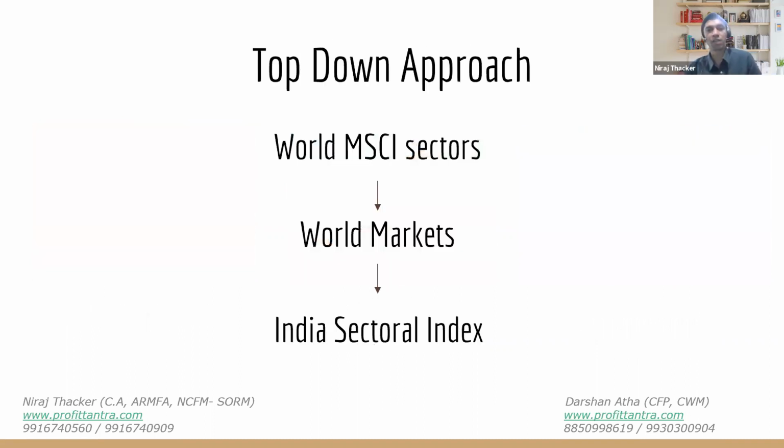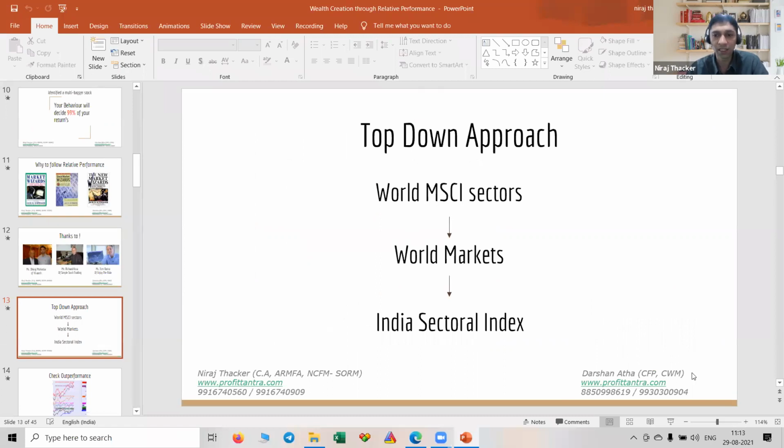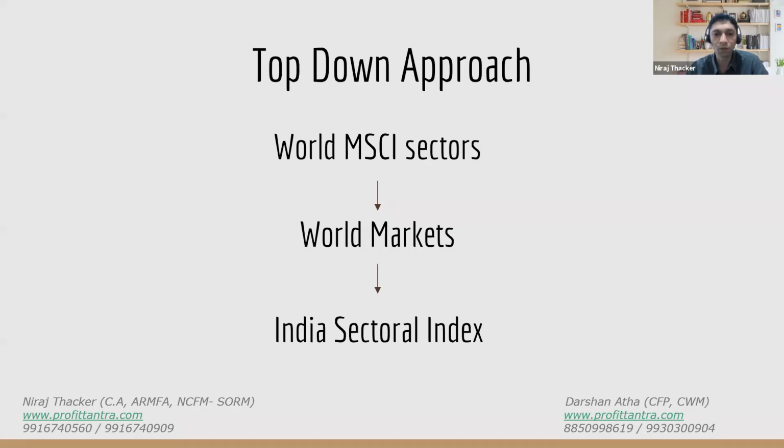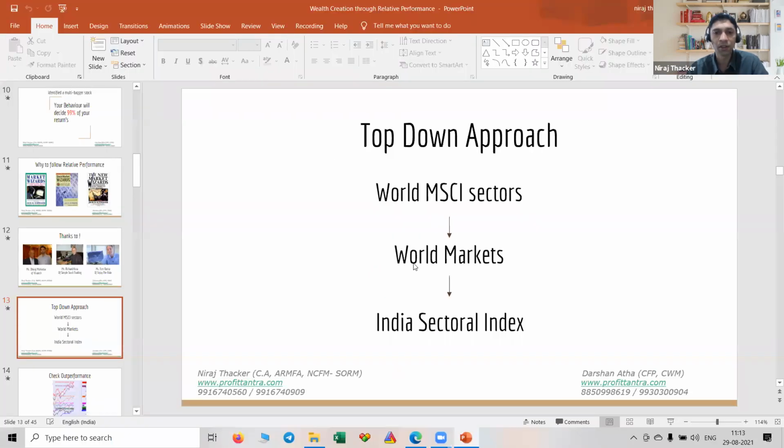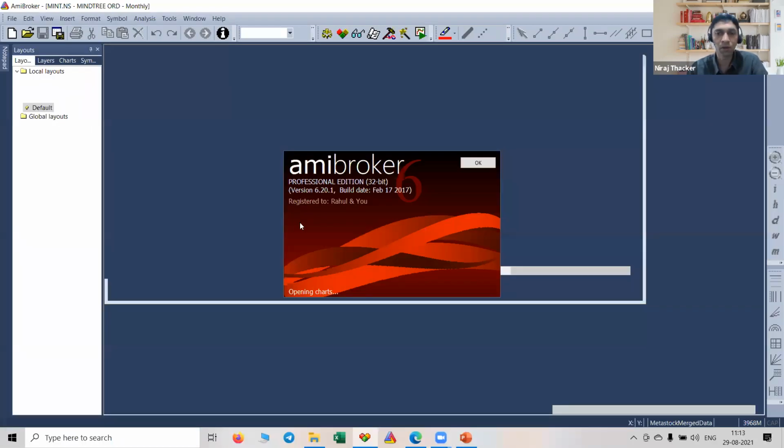So now how to start? I'll share my software also, with all these indices, so that you get a practical idea how I'm using this. Whenever I start, I use a top-down approach. That is, I'll start with world MSCI by sector. And then I will go to world markets and then Indian sector indices, just to have an idea. I'll just show you how I do this.